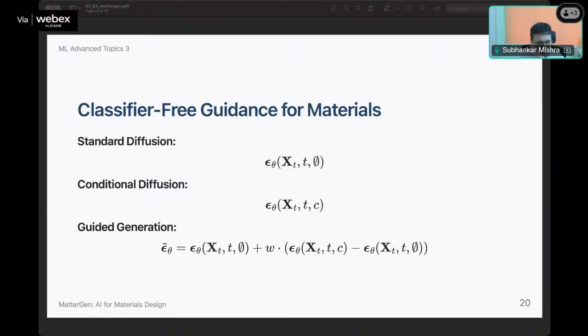To not go ahead with that kind of heavy pipeline, what you can do is do away with the classifier and use classifier free guidance. So this is basically you're trying to train the diffusion model itself to be conditional.